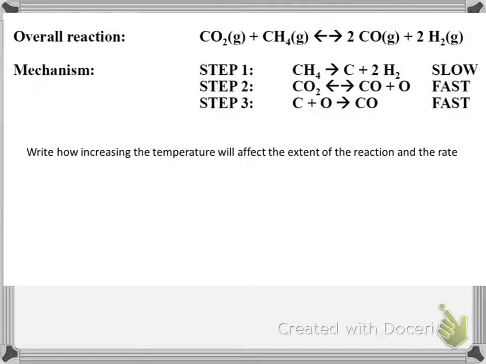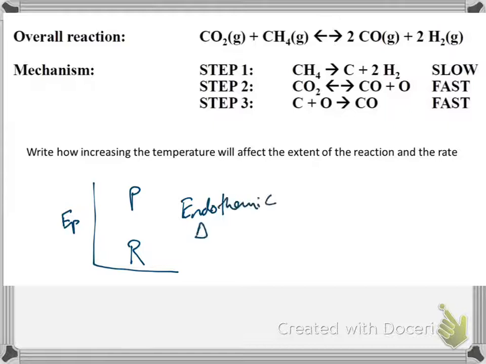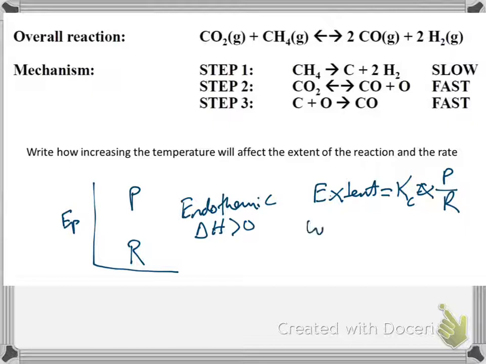Next question was asking how increasing the temperature will affect the extent of the reaction and the rate. So let's take a look. Well, anytime we want to know whether a reaction is affected in terms of extent, what we need to know is, is it an endothermic reaction or is it exothermic? We know it's endothermic. So the extent, Kc, is proportional to products over reactants. That means as we increase temperature, we're going to favor more products. Kc is going to increase, so extent will increase.